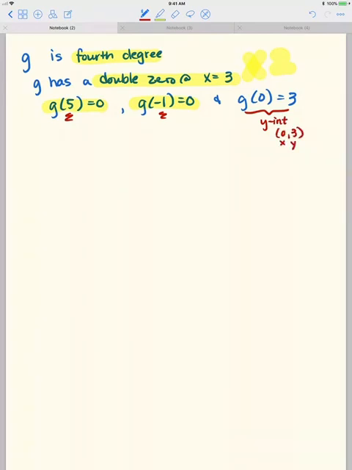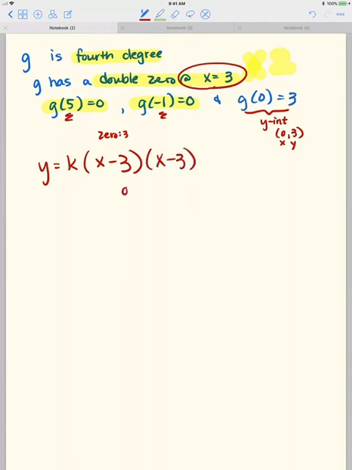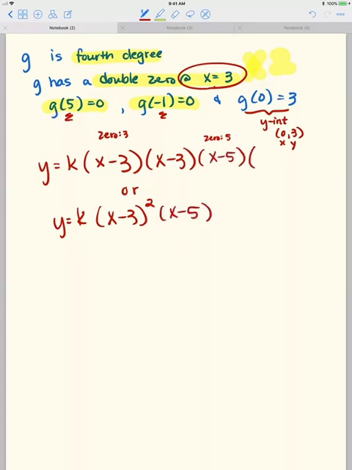So if I use constant times, okay, so my double zero at 3, I have to do x minus 3. So you can either write it twice, or you can write the quantity squared. Either way, it's the same function. It's just a lot of times you'll see the quantity squared if it's a double zero. The zero at 5, I'll do x minus 5 in my factored form, and then my zero of negative 1, I'll have to do x plus 1.